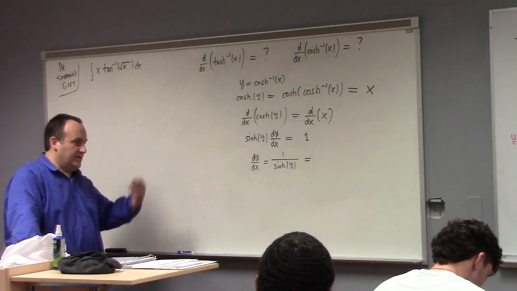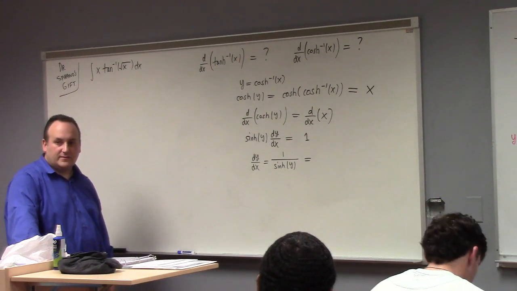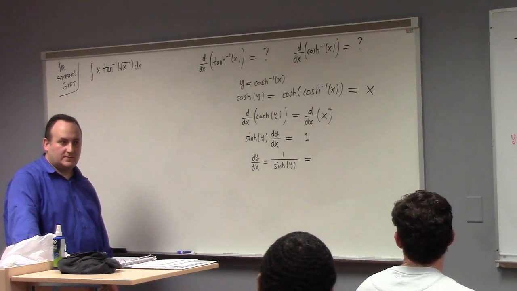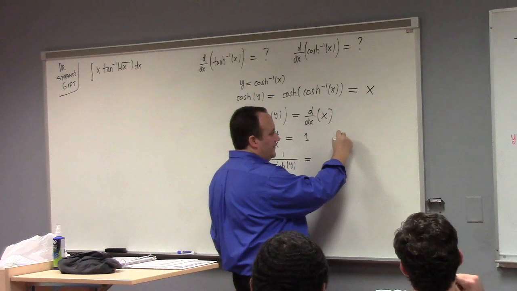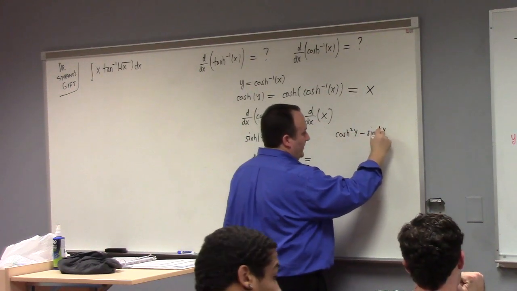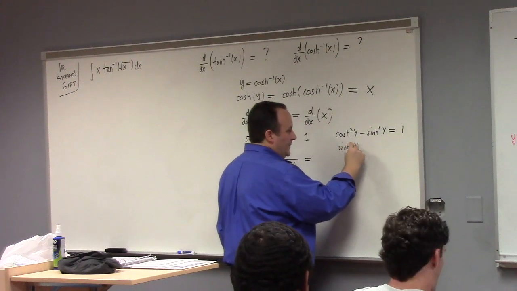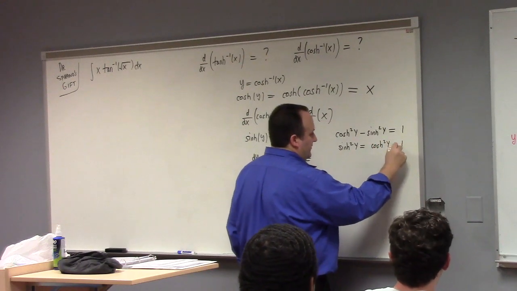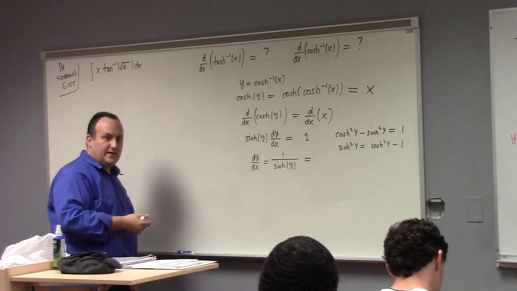But here, dy dx is 1 over sinh y. Though that's no good to us. We want a formula in terms of x, right? How do I convert the sinh to cosh? What's the rule? Remember? Cosh squared y minus sinh squared y is equal to 1, which means sinh squared y is equal to cosh squared y minus 1, right? So you take the square root of both sides.